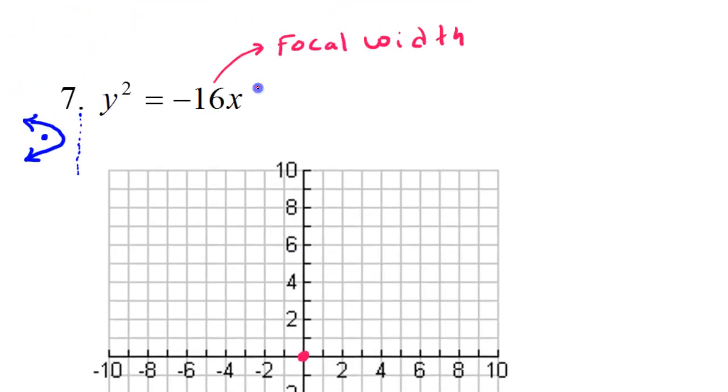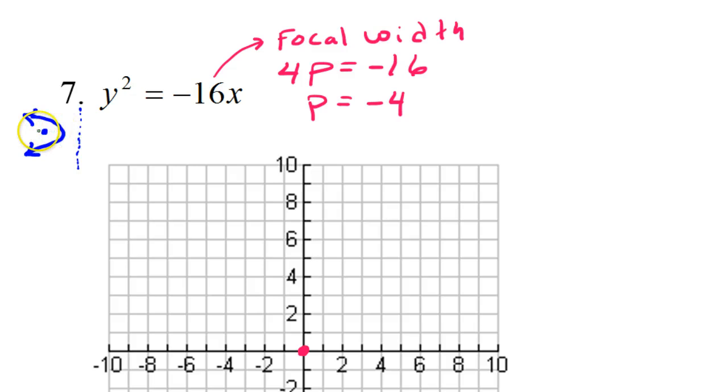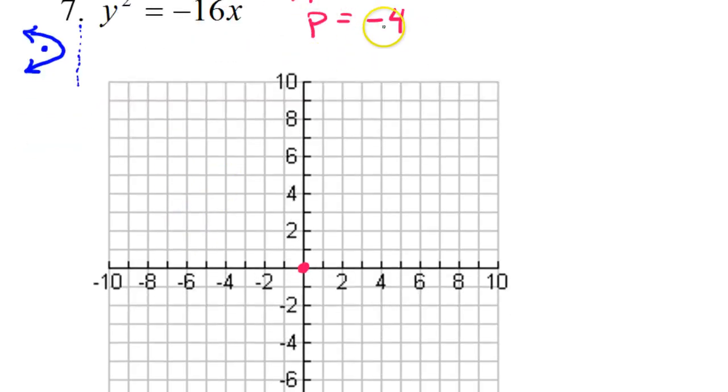Now, I'm going to take this number, though. This is 4p. So 4p is equal to negative 16. Dividing by 4, that tells me that p is equal to negative 4. This tells me where to put the focus. Okay, I know that the focus should be to the left of the vertex, and now I know that it will be negative 4. So this will be my focus right here, which, by the way, tells me that my directrix will be 4 in the other direction. So this is my directrix right here, just like we visualized.